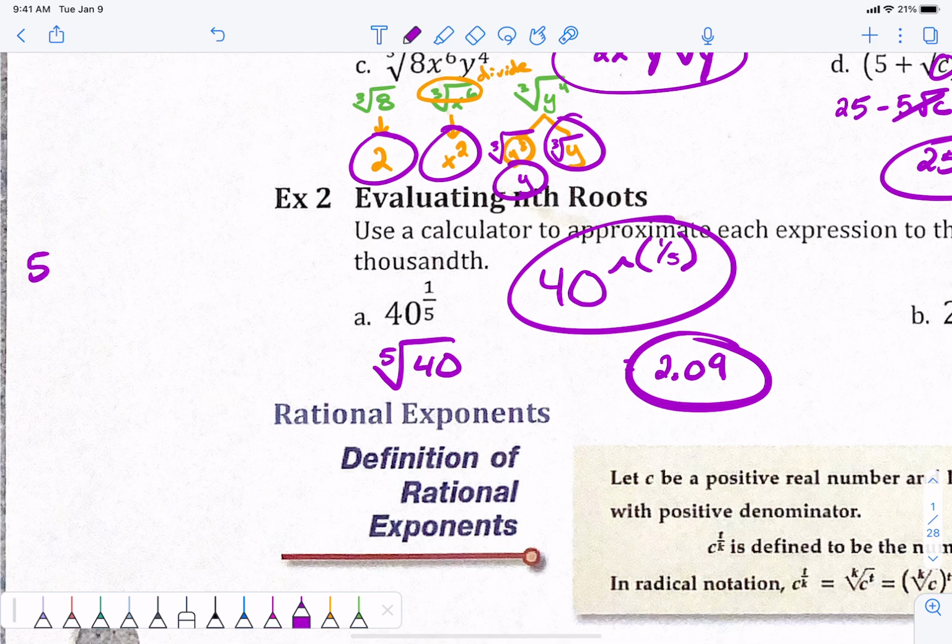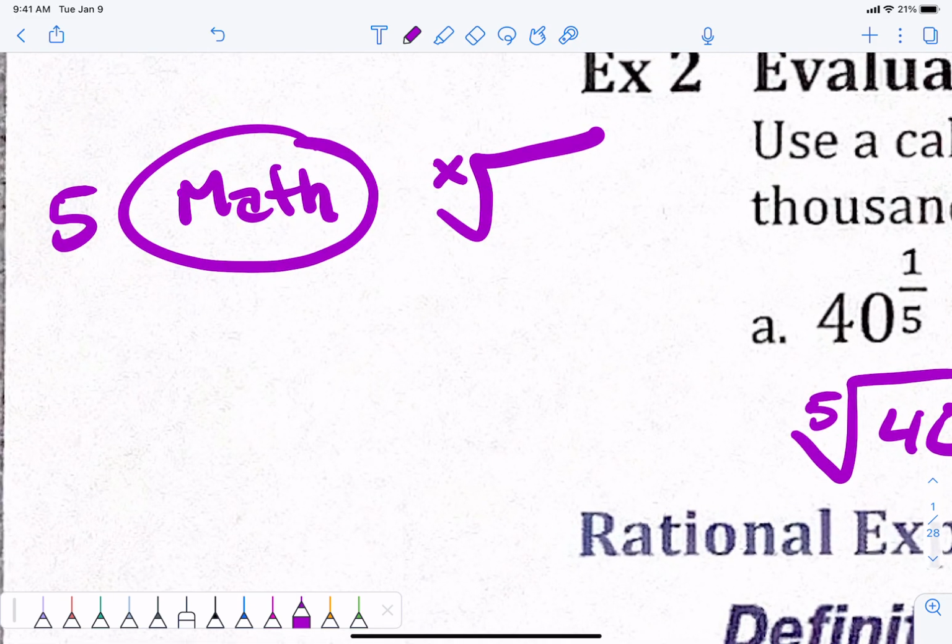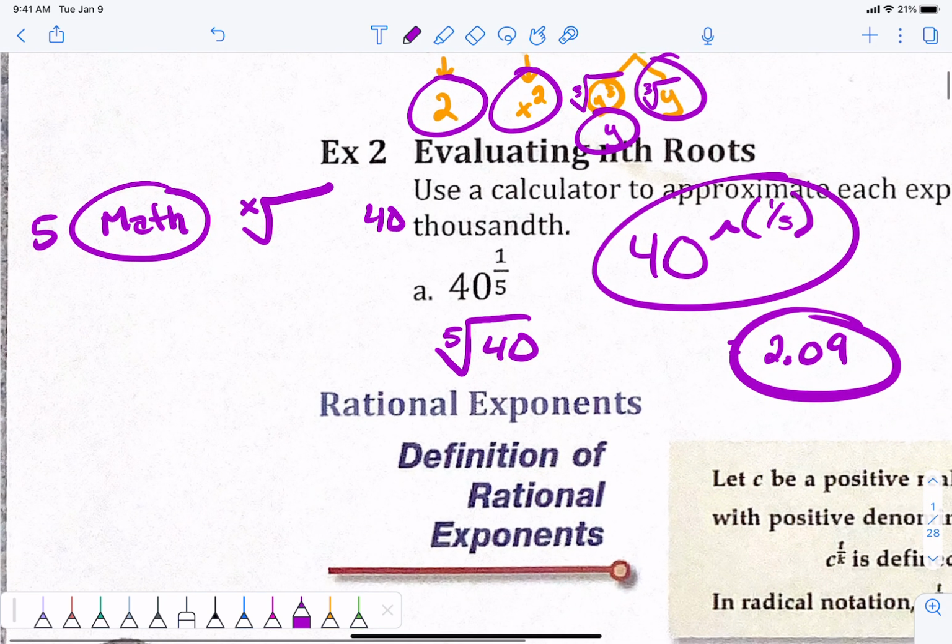Type in 5 and then you hit the math button and go down to where it says 5, x root, this guy. Go to that square rooty thing and it'll put that in there, and then you type in 40. Okay, there it is. It should end up being 2.09.